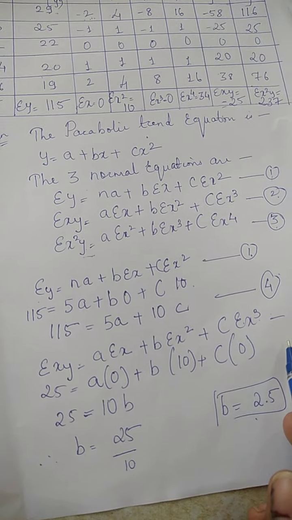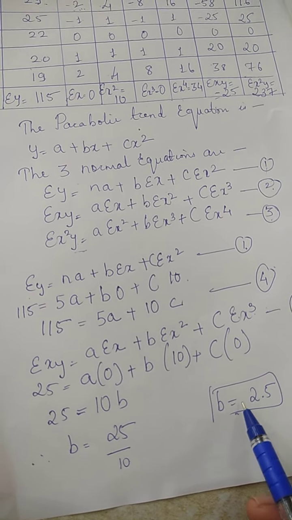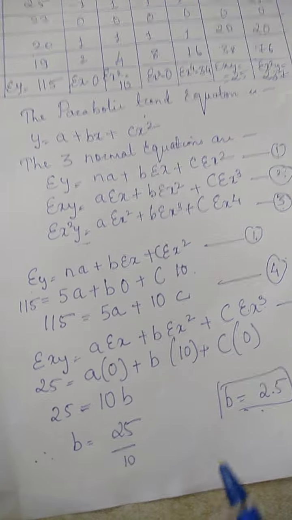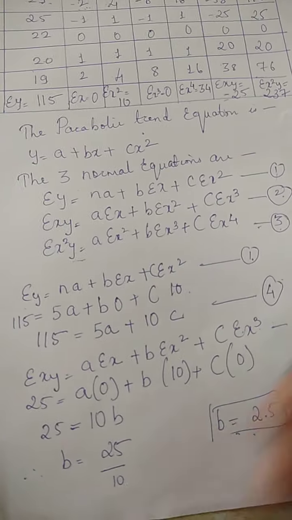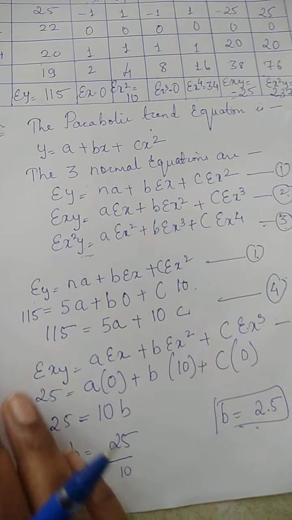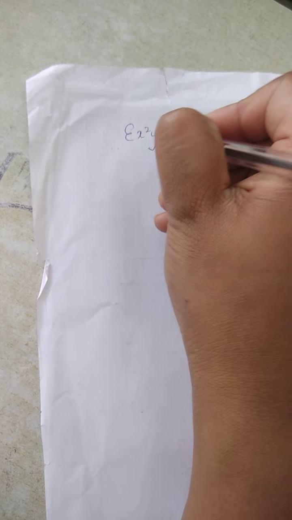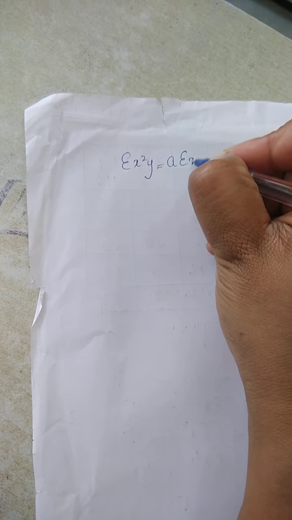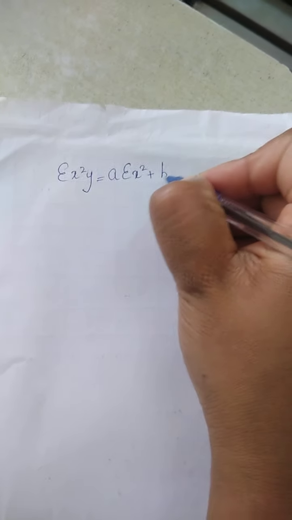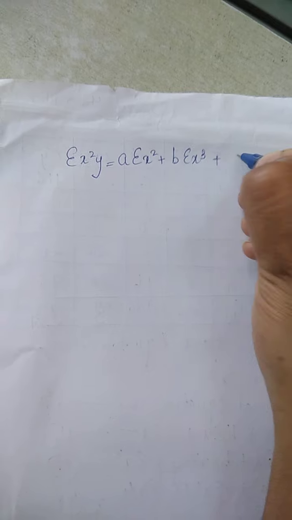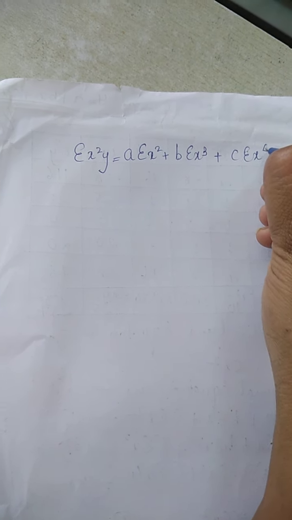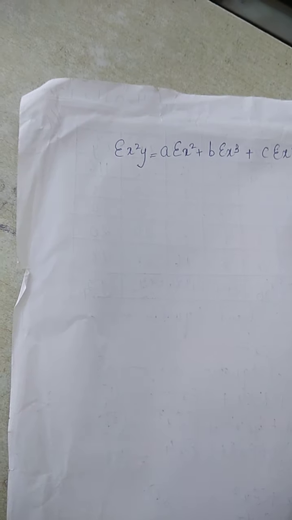By equation 2 we got the b value, that is 2.5. Then take now the third equation. By the third equation we'll get the value of equation 5. Yes, equation 3 is summation x square y is equal to a summation x square plus b summation x cube plus c summation x raised to 4. Okay, this is the third equation I took.